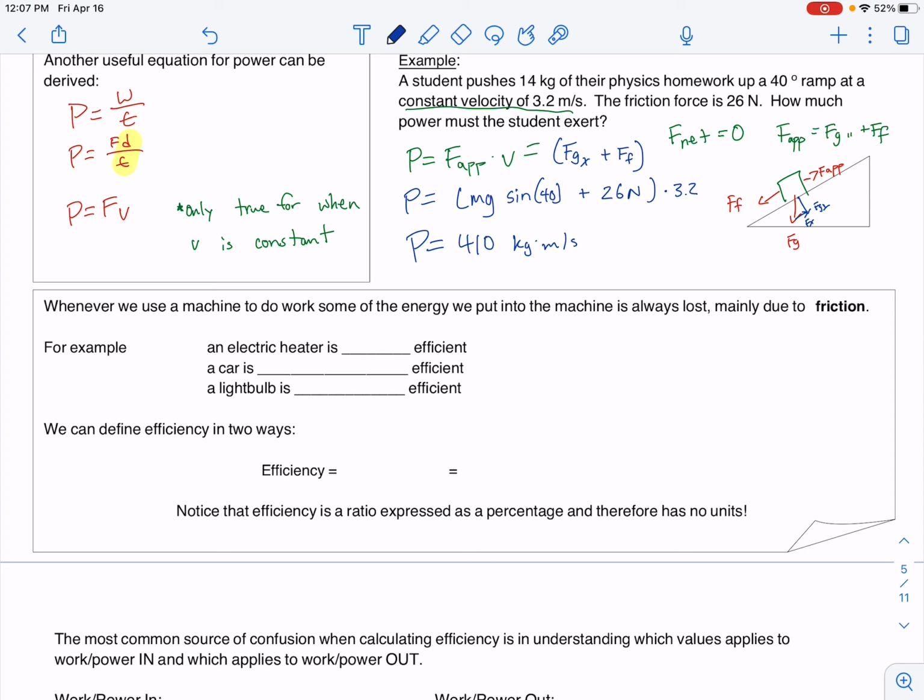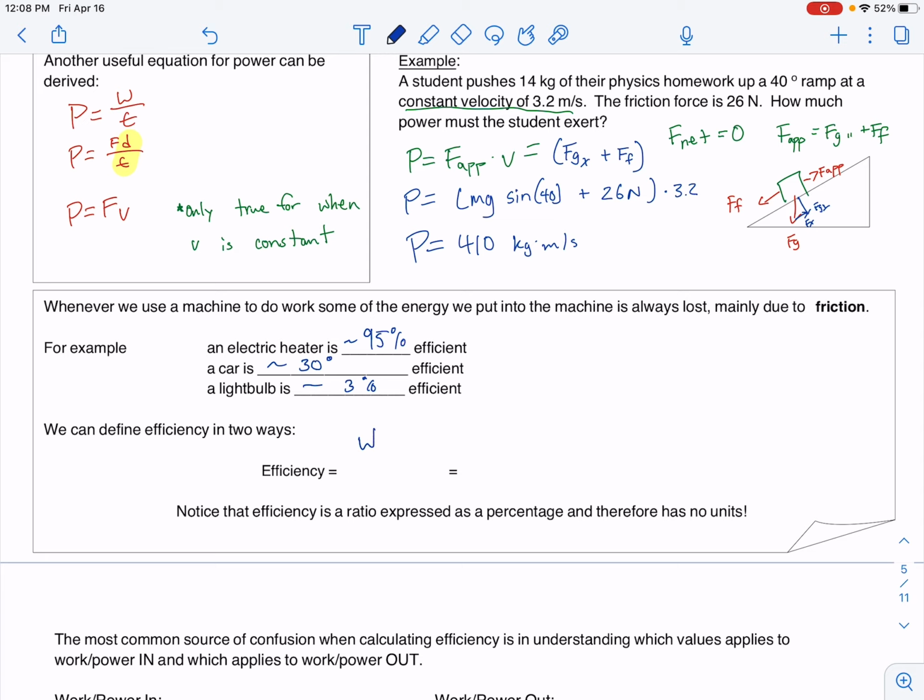Okay, for machine efficiency, there are a couple of numbers here to know. An electric heater converting electricity into heat is about 95% efficient, so only 5% of the energy is being lost. A car loses a lot of its power to friction and thermal energy, so it's about 30% efficient. And an old incandescent light bulb is going to be about 3% efficient.